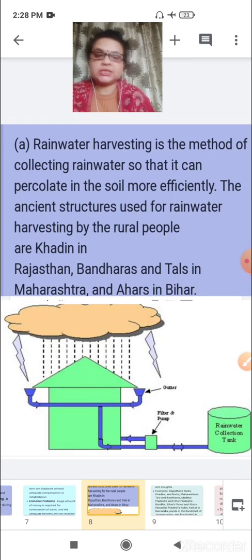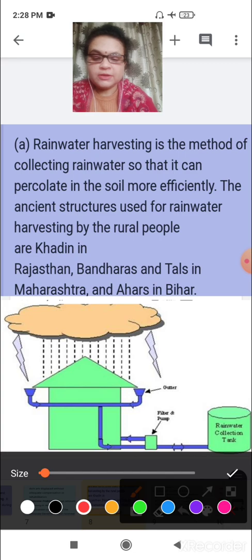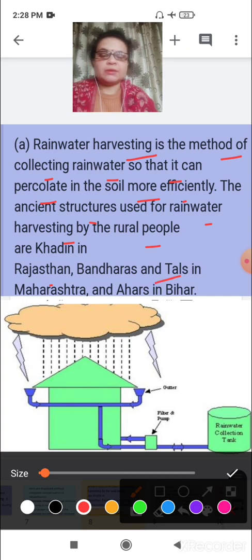Now another important water sustainable management is rainwater harvesting. You can all see a picture here showing how the method of rainwater harvesting occurs. You have all studied it well. So let us come to a definition. Rainwater harvesting is the method of collecting rainwater so that it can percolate into the soil more efficiently. The ancient structures used for rainwater harvesting in rural areas are Khadin in Rajasthan, Bandaras and Tals in Maharashtra, and Ahars in Bihar. These are the places where rural people constructed the ancient dams.